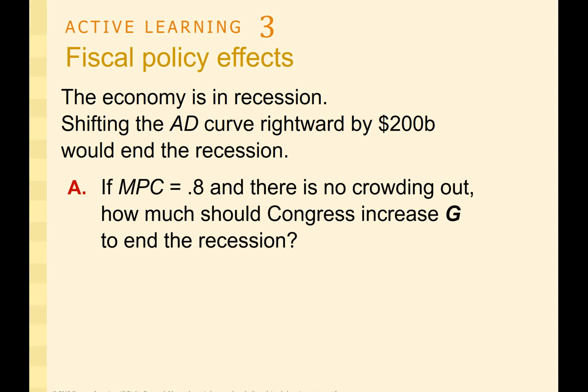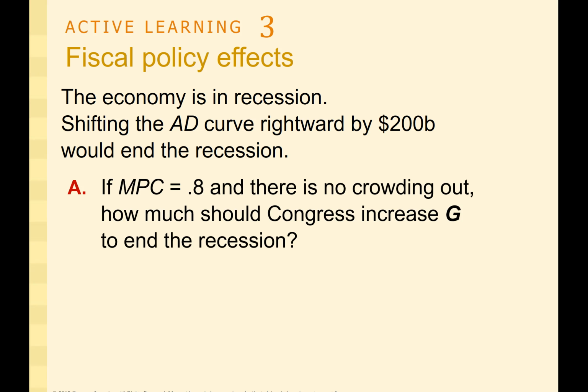Little practice here. Let's assume the economy is in recession and that shifting the aggregate demand curve rightward by $200 billion would end the recession. And so that's the goal of the policy itself, the fiscal policy. Let's assume that we know that the MPC is equal to 0.8. What that means is that for every additional dollar in income, people are going to spend 80 cents of it and save 20 cents of it.